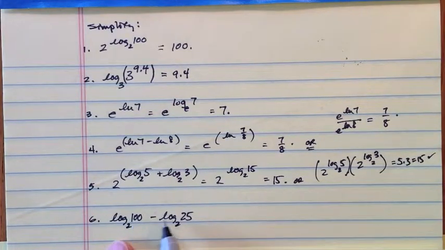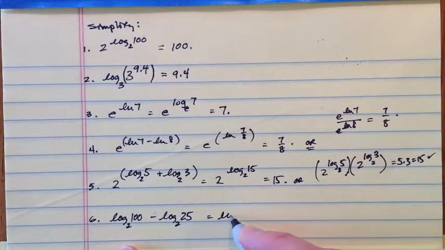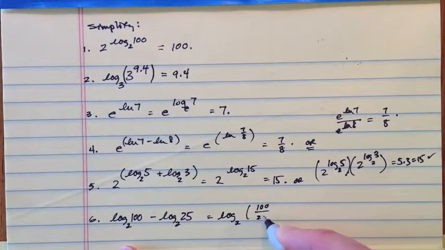But look, the log of a quotient is the difference of the logs. What I'm supposed to recognize in this problem is that that's the same thing as the log of 100 over 25. And log of 100 over 25 is 4.